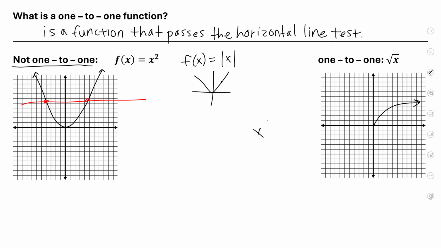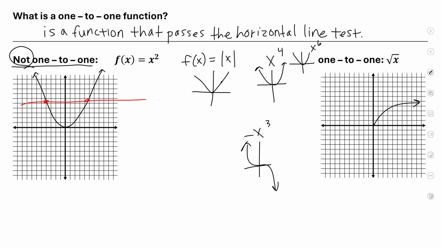Negative x cubed looks like this. I want one that is not one-to-one. Good. X to the power of 4. That's also a U-shaped graph. Can you guys give me another one? X to the power of 6. That's also going to be not one-to-one because it's going to have a parabola shape, a U shape. Does that make sense, guys?